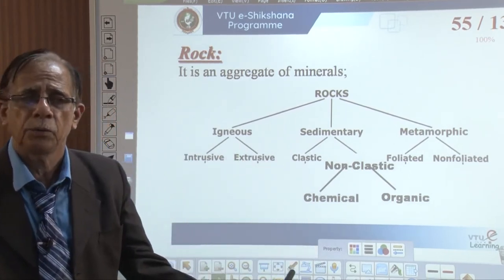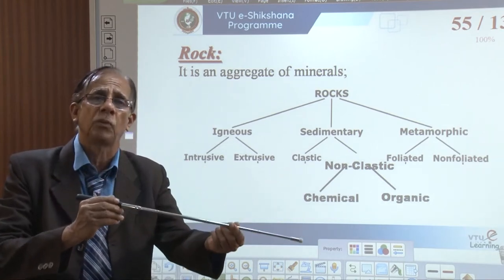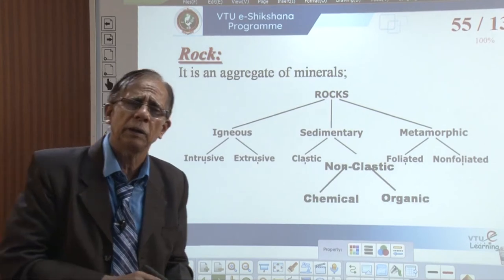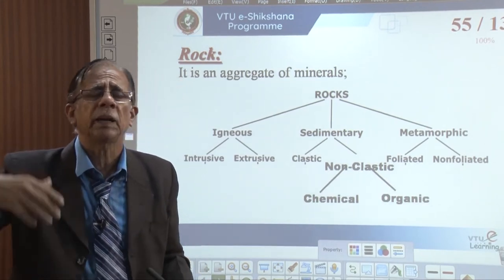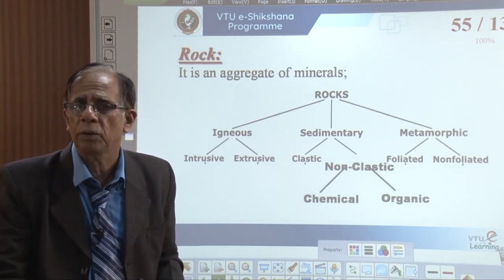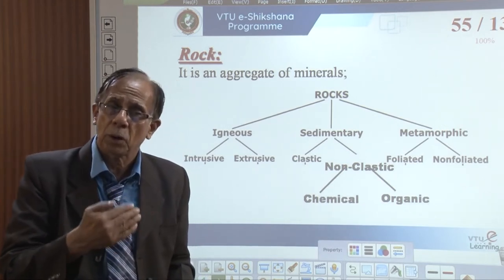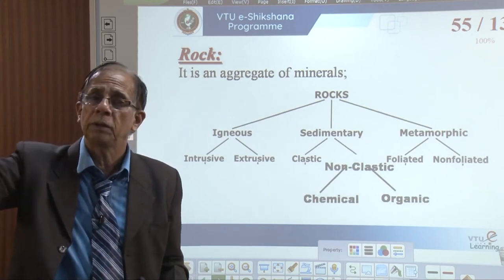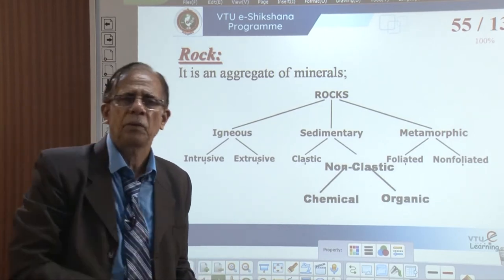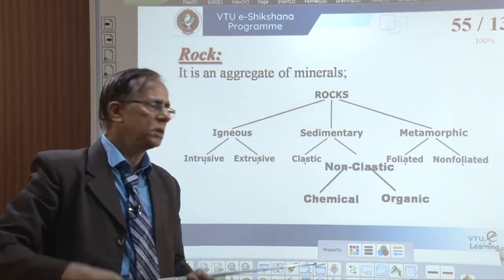If I have any material, metal or something, and I put it into fire at a high temperature, it can melt. If I allow it to cool, it gets solidified. And from that melt, something is formed. That kind of rock is called igneous rock. It is formed from a liquid which had a fire-like situation, very high temperature. From a high temperature liquid, if something is solidified, that we call igneous rock.